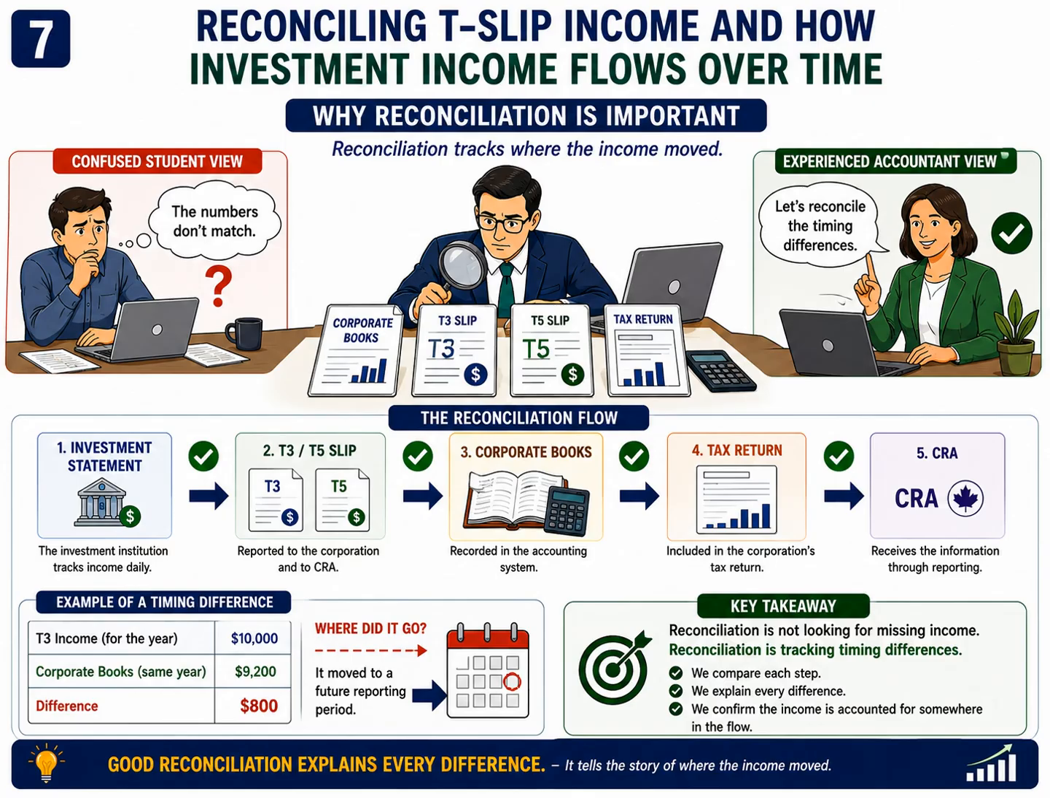As shown in the center of the slide, investment income moves through several stages. It begins with the investment institution. The institution tracks interest, dividends, capital gains, and other forms of income throughout the year. That information is then summarized on tax reporting slips, such as T3s and T5s. The corporation records the information in its accounting records. The amounts eventually flow into the corporate tax return, and ultimately, the information is reported to CRA.